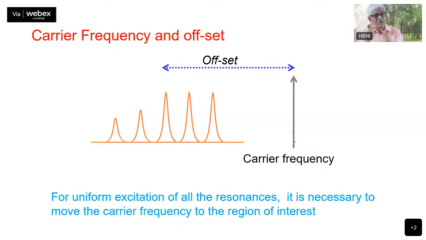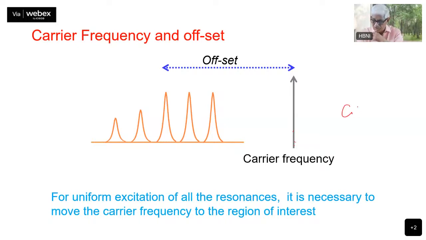Okay. Now, how do we generate this? Here, the electronics come into the picture. You have the main spectrometer, which is generating a frequency of, let us say, 600.1 megahertz. Now, your region of interest is only 10 kilohertz, about 30 kilohertz away from that 600.1 megahertz.